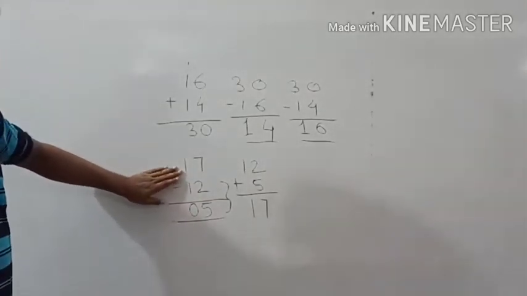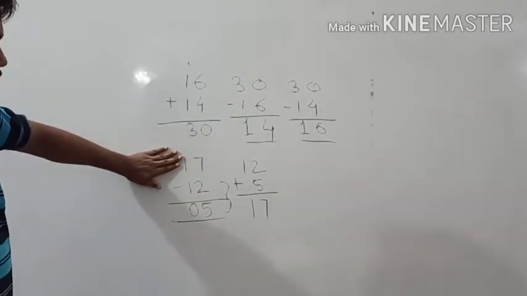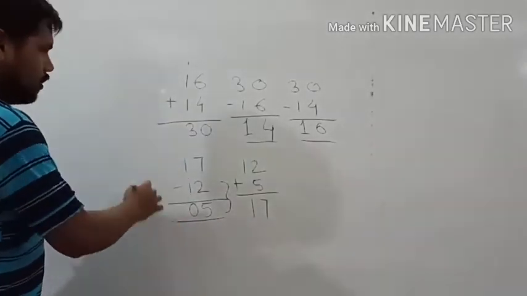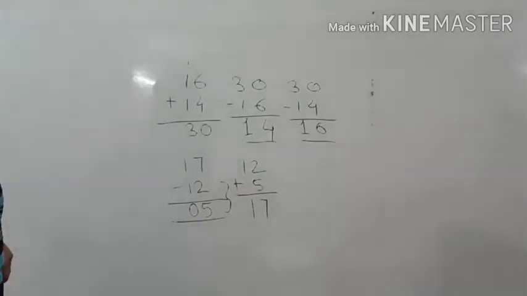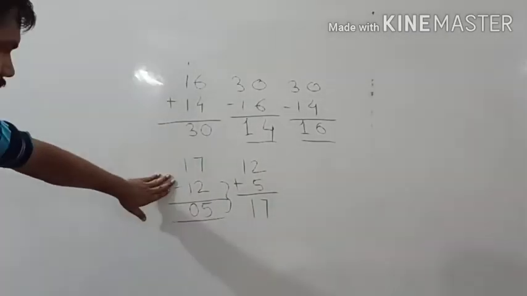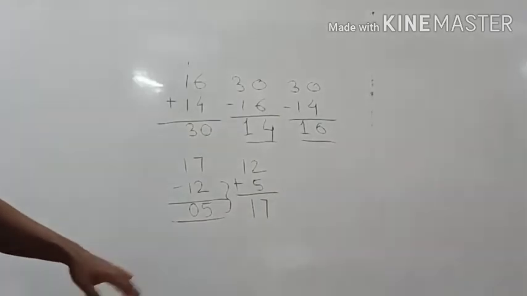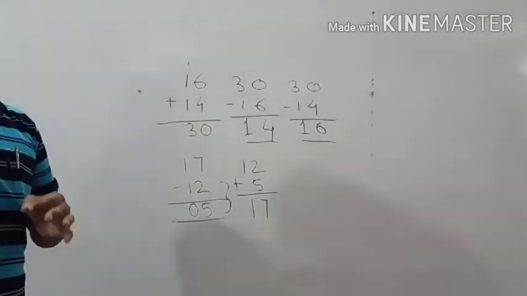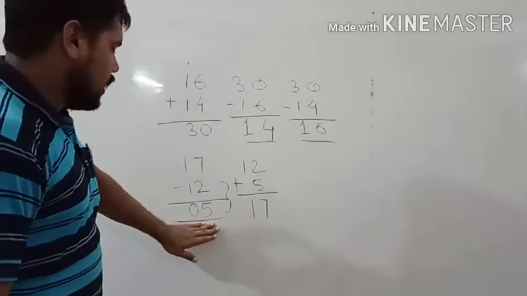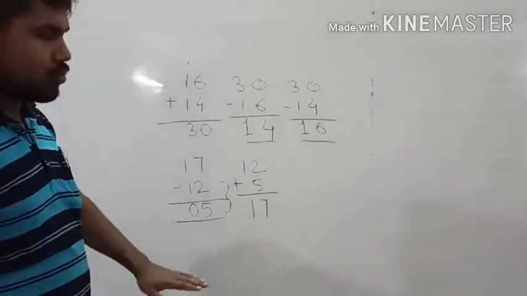The number which is greater in subtraction is called the minuend, M-I-N-U-E-N-D. And this is called the subtrahend, S-U-B-T-R-A-H-E-N-D. And the result which you are getting after subtraction is called the difference.